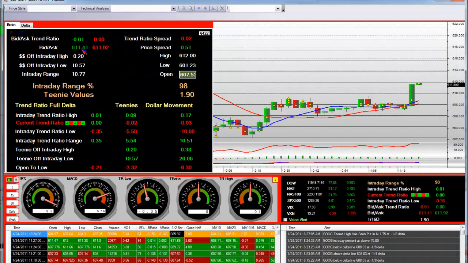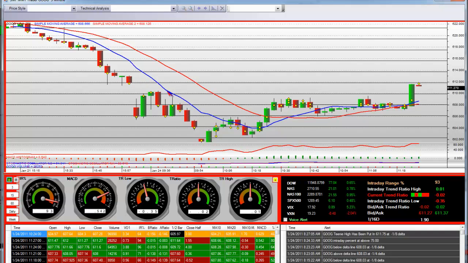The bid and ask is 611.46. You can see we have broken the intraday high. High was $612 right there. And that's the kind of thing that we were talking about. When you're coming down on them big bars down, you need to see them big teeny blasters up. Blaster 1, blaster 2.